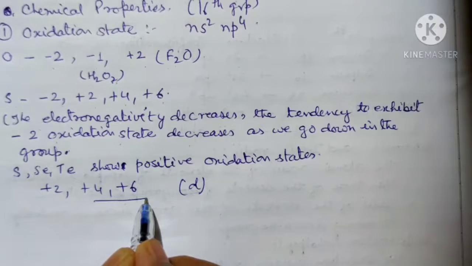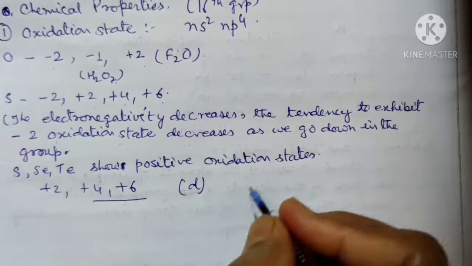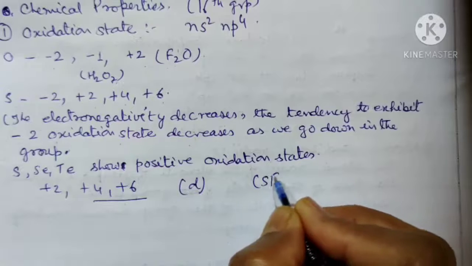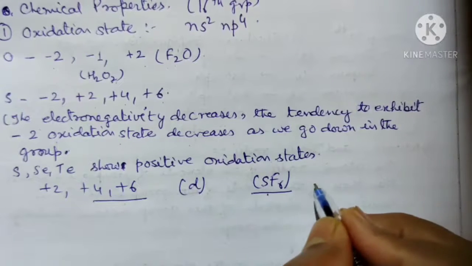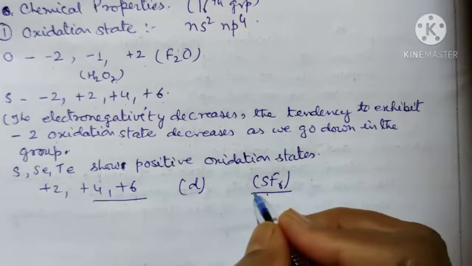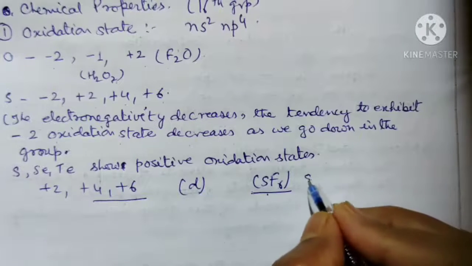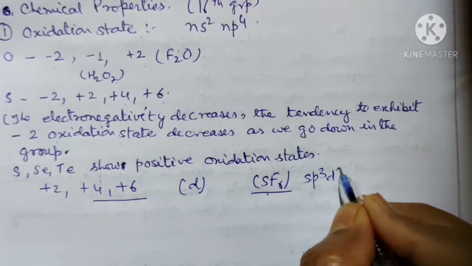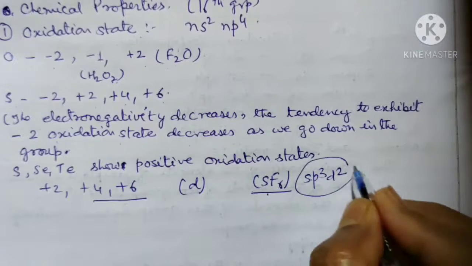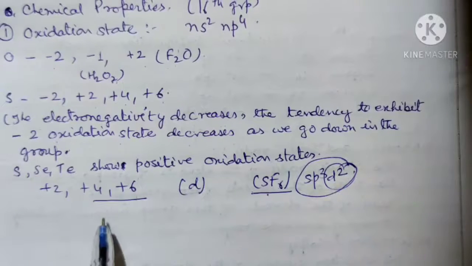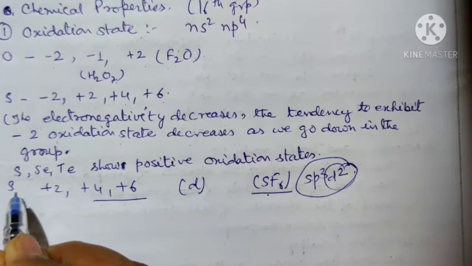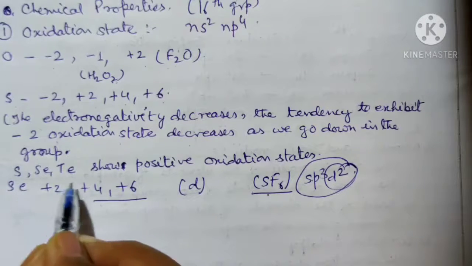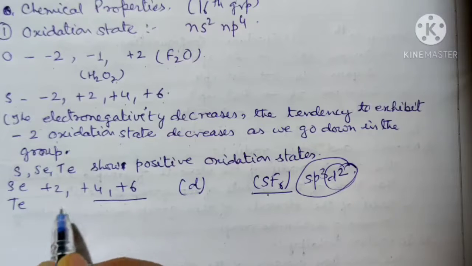and +6 oxidation states. You studied SF6 in 11th class, and it is formed due to the presence of d orbitals, because in SF6 the hybridization is sp3d2. So a d orbital is involved in the structure. Similarly, we can write for selenium and tellurium.